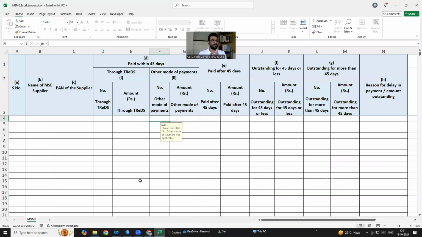Now, what is the information we have to provide in Excel? Earlier, this information was very little, but now it is a very big sheet. So the information will be provided like this: serial number. Then you have to give the name of the MSME vendor. Then the PAN of the supplier.